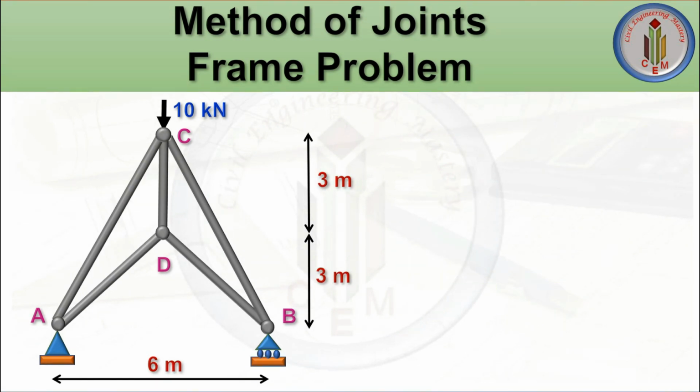First, let's understand the problem. We have 4 joints and 5 members. First, we need to find out the angle. Here the angle is not given, so we need to find it.